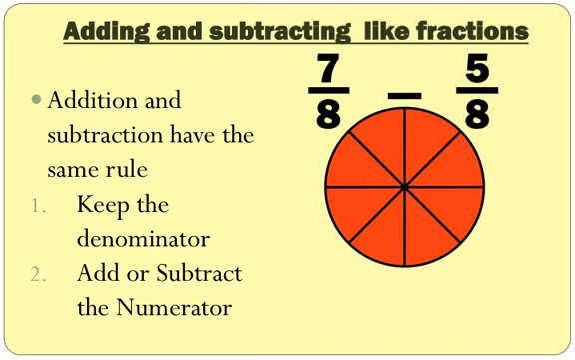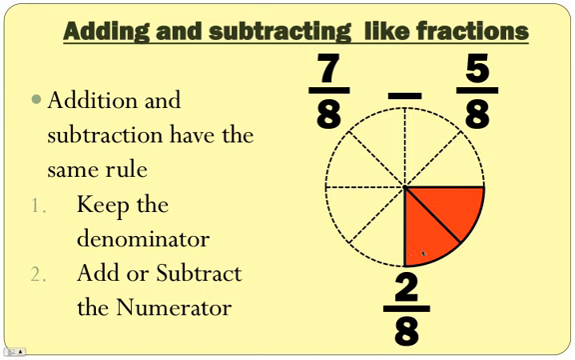Here's another subtraction example. Here we've got 7/8 minus 5/8. Now here we have 1 whole, 8 pieces out of 8 total pieces. 1, 2, 3, 4, 5, 6, 7, 8. But the question doesn't start off with 1 whole, it starts off with 7/8. So we'll get rid of 1 piece. Now we've got 7/8 minus 5/8. So we're going to take away 5 of those 8 pieces. 1, 2, 3, 4, 5. And this leaves me with 2/8. Out of 8 total pieces, I've got 2 left.